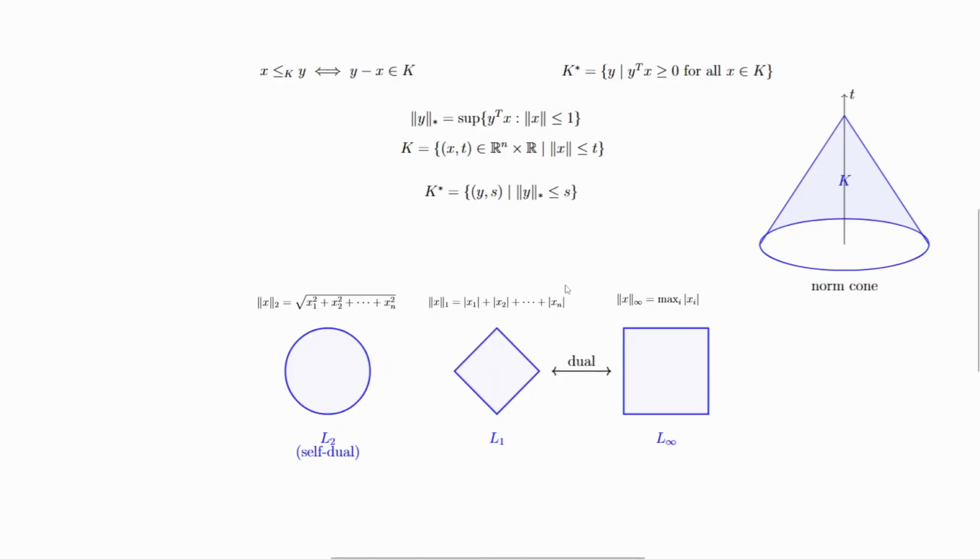For L1, that's the sum of all the absolute values. And by the way, these pictures are in two-dimensional space, right? So you only have x1 and x2. If |x1| plus |x2| is less than or equal to 1, then you get this diamond shape here. We show that the L1 is dual to L infinity, and L infinity is dual to L1. And of course, we get the square shape for L infinity because we can choose each component of x independently of one another. That's why we go from the full -1, -1 to 1, 1.